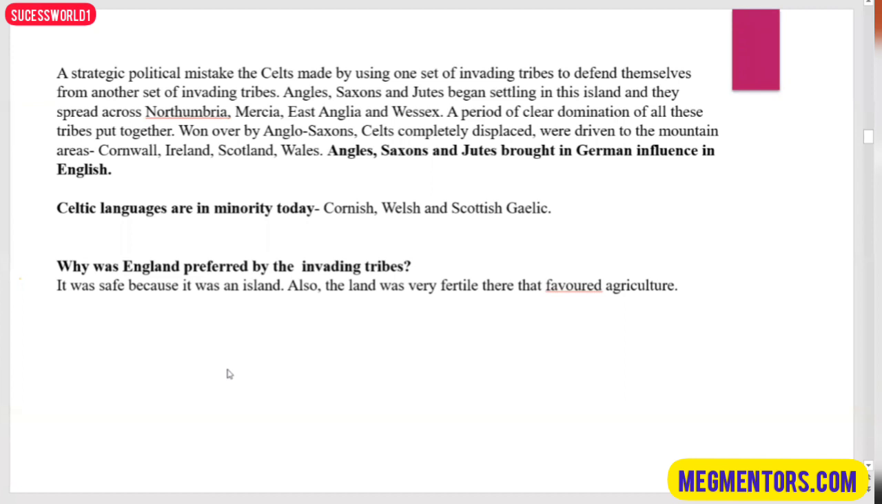Also, England in those times was very fertile, and fertile land favors agriculture. Back then, society was largely agrarian. There weren't industries, so agriculture was a big deciding factor. If the land was good for survival, it was good for establishing a civilization. So that is the reason why England was preferred by these invading tribes.